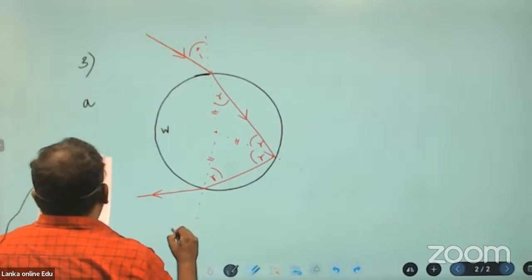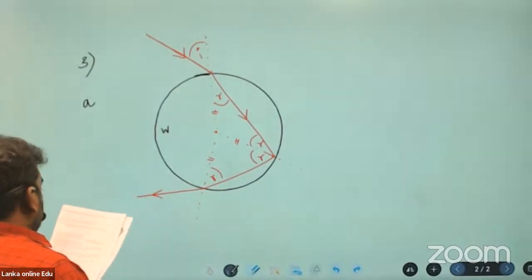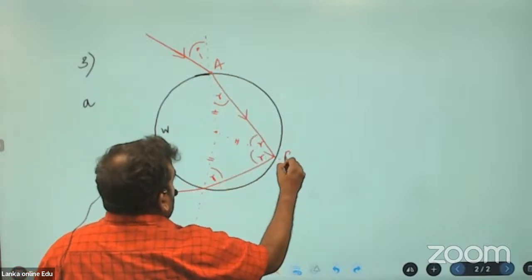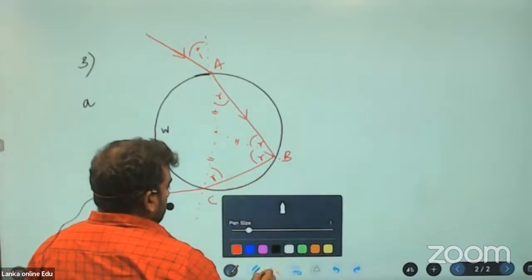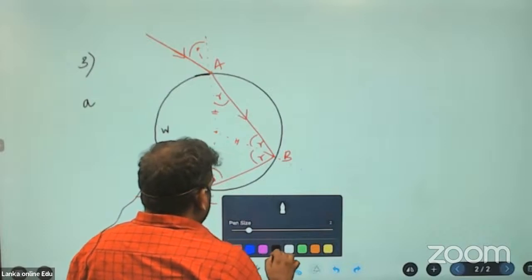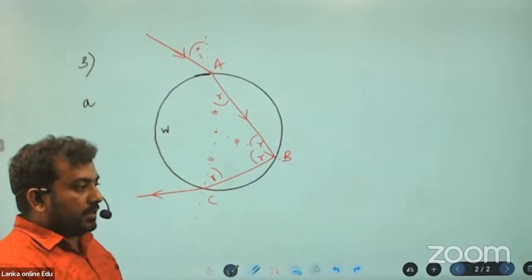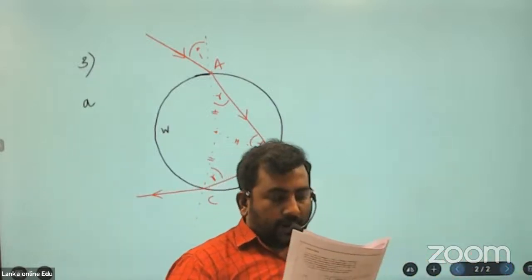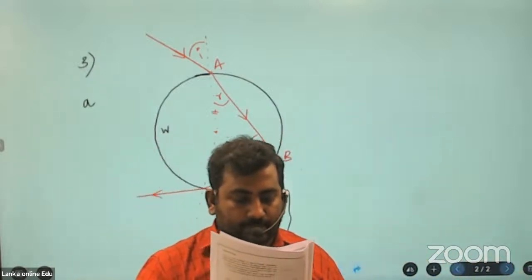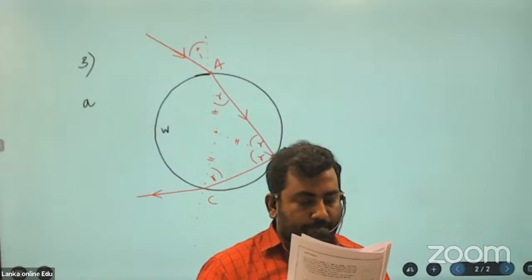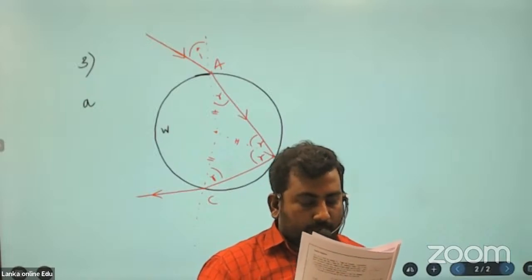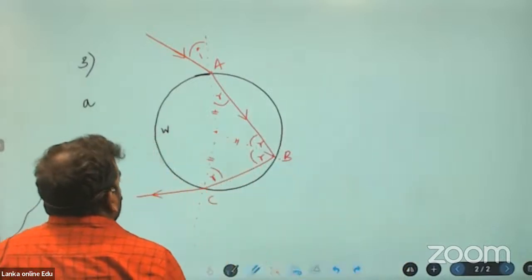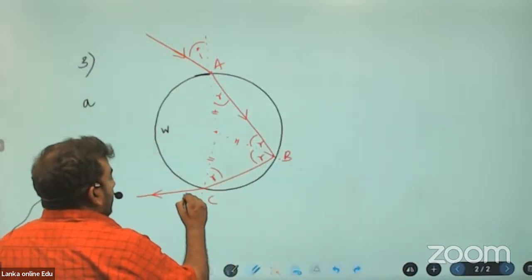Light ray will come out. So here you have A, B, and C. Right, A, B, and C. So what are they asking you? What is the value for the angle of emergence? So angle of emergence, I'll mark it as I1.